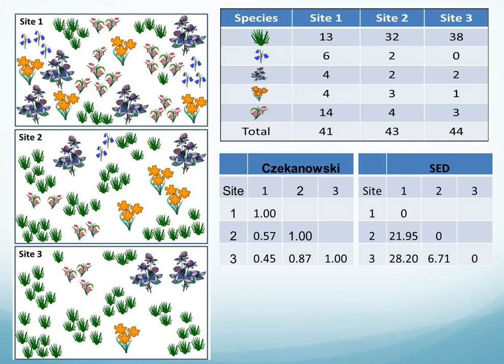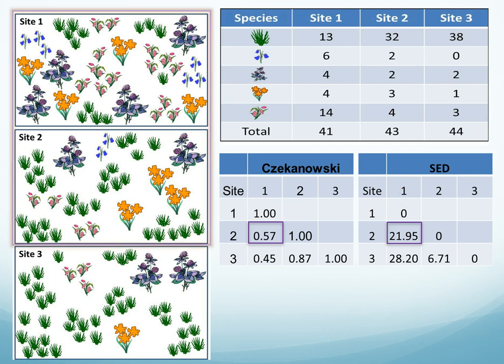But we were interested in seeing how well these sites have been restored relative to site 1, which is the target community. And so of site 2 and 3, site 2 is more similar to the target community site 1 than site 3 is. And this is reflected both by the Czekanowski coefficient, 0.57, is larger than 0.545, and the squared Euclidean distance, we have a smaller number here compared to the coefficient that was determined comparing site 1 to site 3.